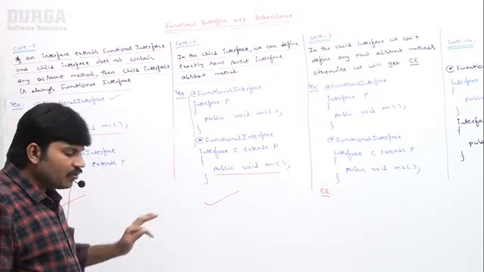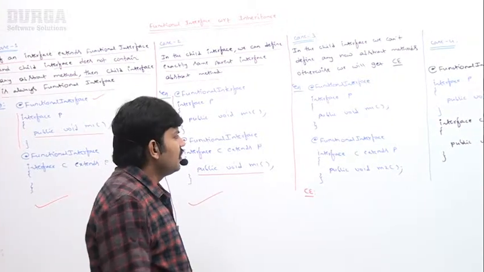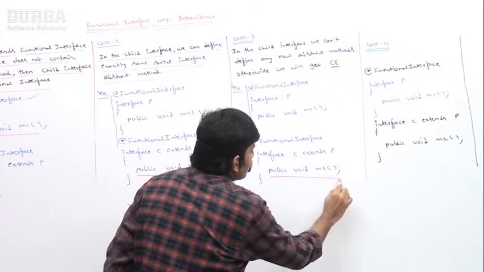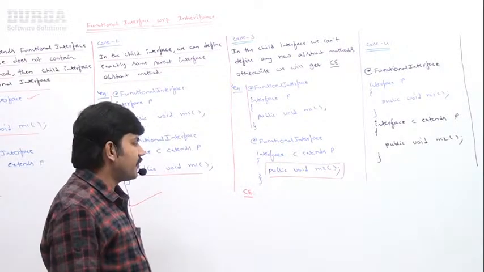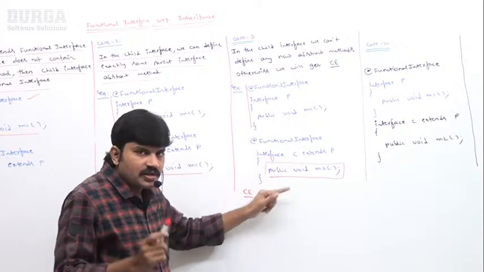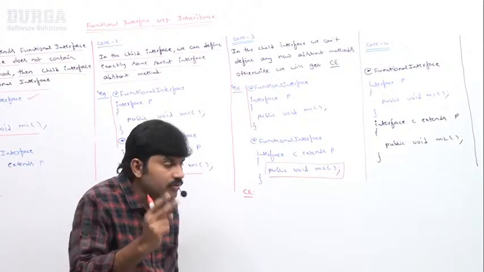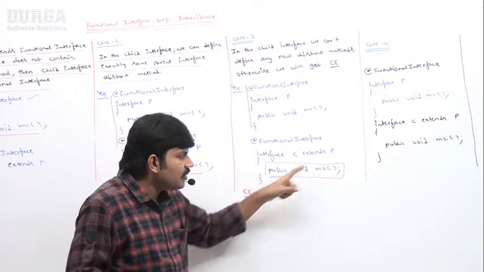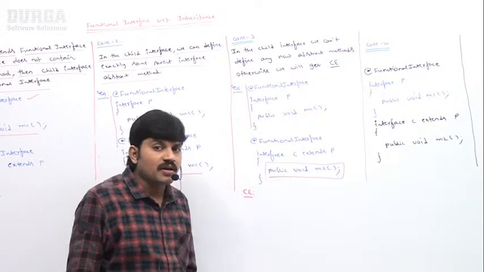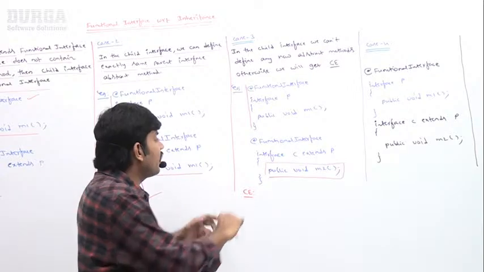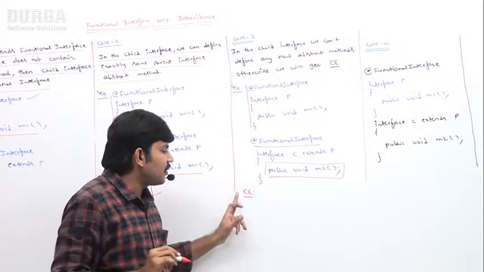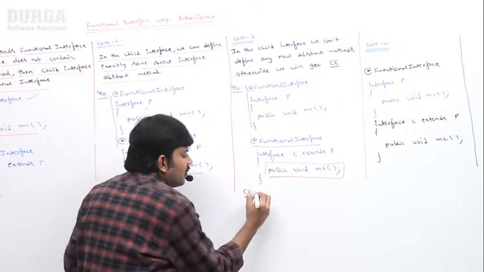That is case 2. Now let me go for case 3. Very simple. The parent is the same, but in the child interface I took a public void m2 method. Can you tell how many abstract methods there are in the child interface? Two. One is coming from the parent, and in the child we declared a new abstract method, so the child interface is not a functional interface. By mistake, if I declare the child with the @FunctionalInterface annotation, immediately you are going to get a compile error. You know what that compile error is?